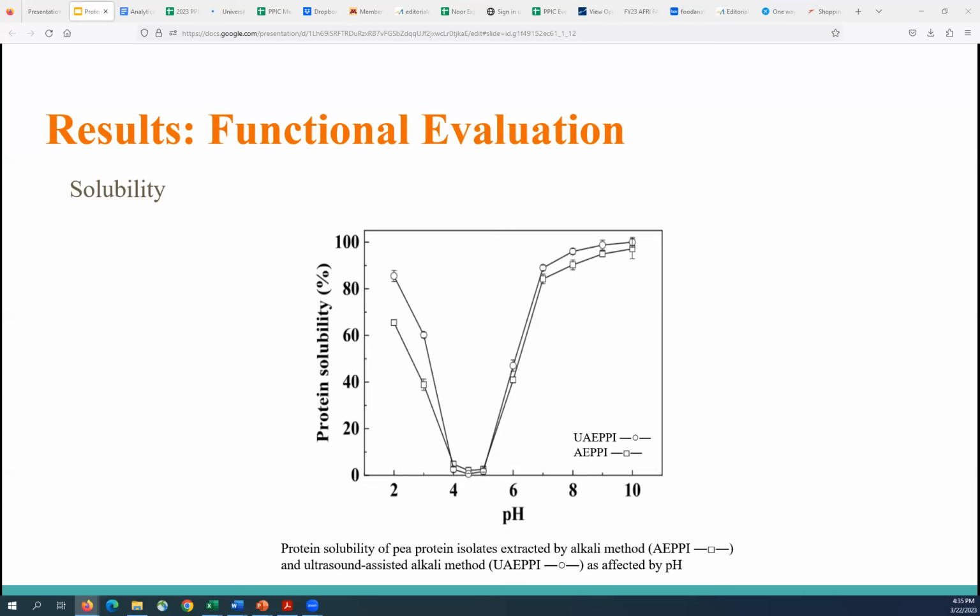Generally, the ultrasound-treated sample has higher solubility than the non-treated sample at the same pH. So the decrease in particle size from the ultrasound treatment improved the protein and water interaction.